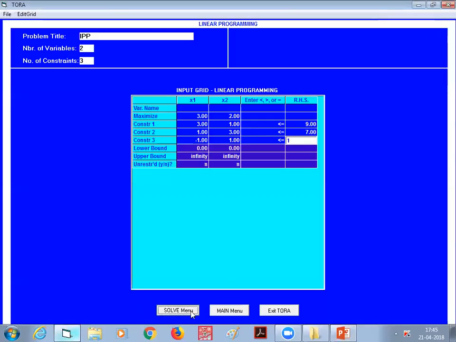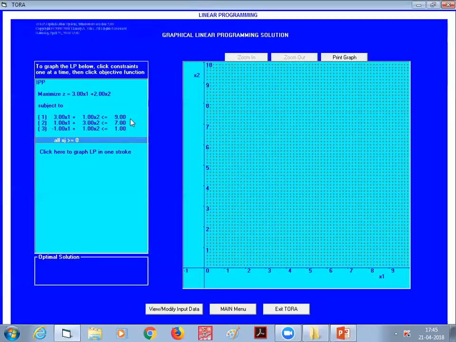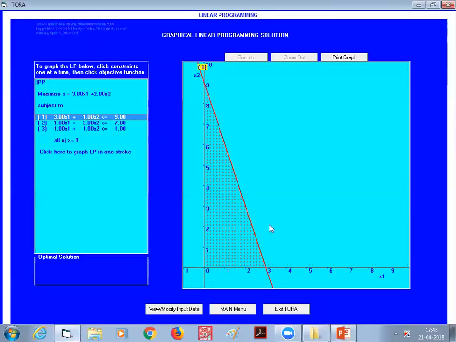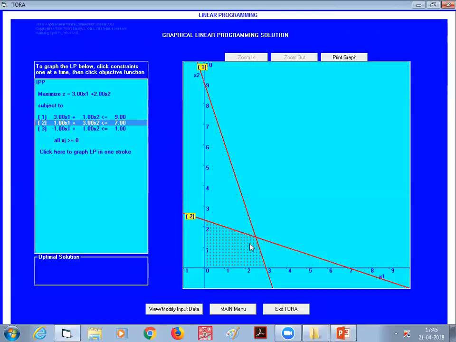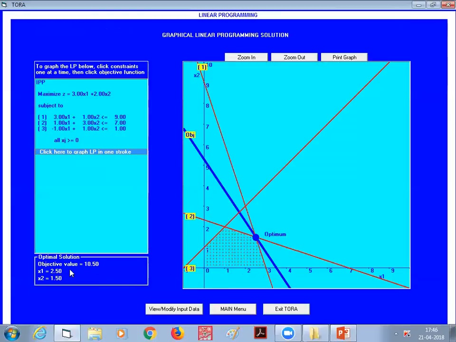Okay, so let's solve it, and go for the graphical solution. The first constraint has intercepts 9 here and 3 here. The next one is 7 here and 7 by 3 here. And the next one is minus 1 and plus 1. So what were the corner points? 0, this one, 1, 0, this intersection, and this. Let's see what our final solution is. This point here, which is x1 equals 2.5, x2 equals 1.5, and z equals 10.5.